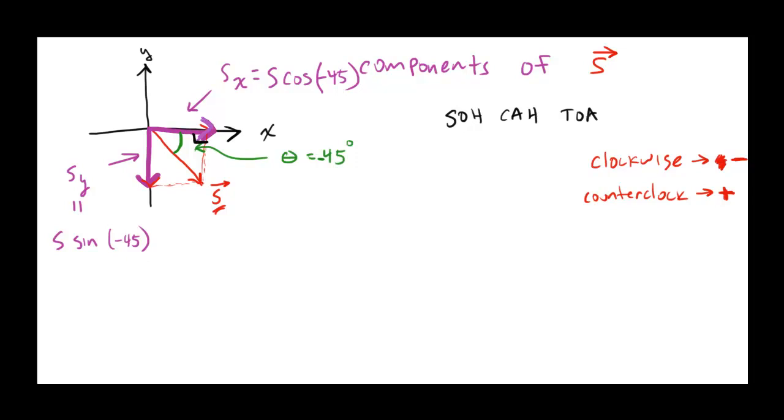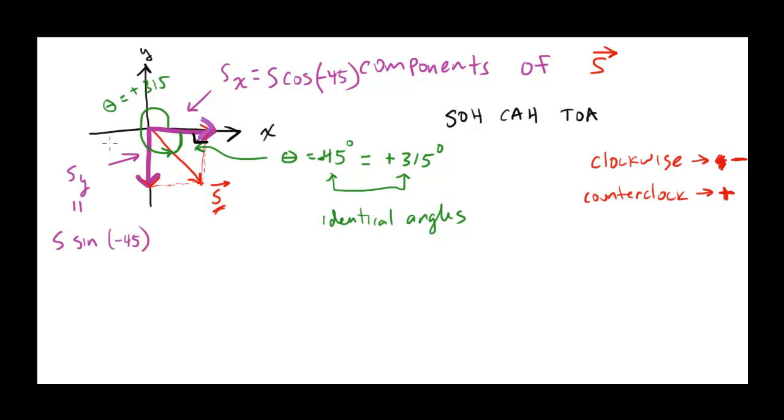I should note you could have called theta positive 360 minus 45, or positive 315 degrees. Negative 45, positive 315, these are identical angles. In other words, I could have called theta this angle here as well. This could have been theta as well. That's positive 315 as opposed to negative 45. You get the same values either way. So that's a little bit about splitting up a vector into components.